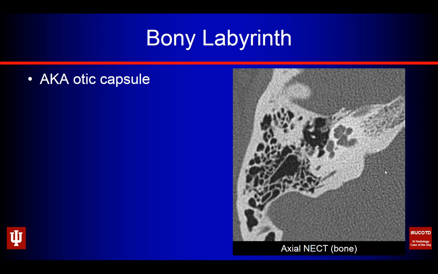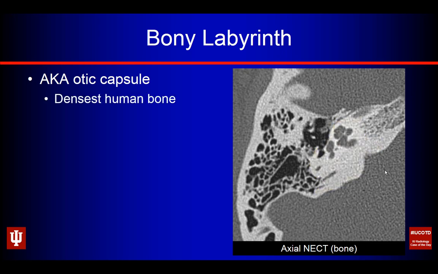And so we'll first start off by talking about the bony labyrinth, also known as the otic capsule. So here it is in yellow, as I showed you before. And this, again, is the densest bone in the human body. And you want to look at it carefully and make sure that it's uniformly dense, because some pathologic states, like otospongiosis or fibrous dysplasia, may change the density of that bone. But this is an important structure because it houses the membranous labyrinth within it.